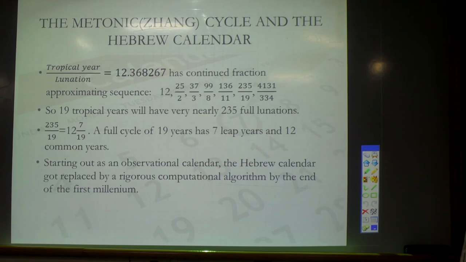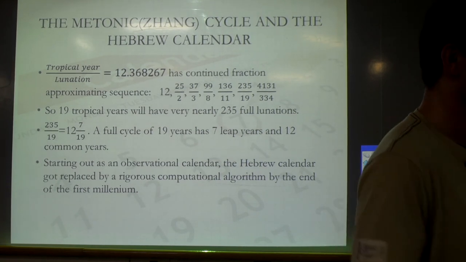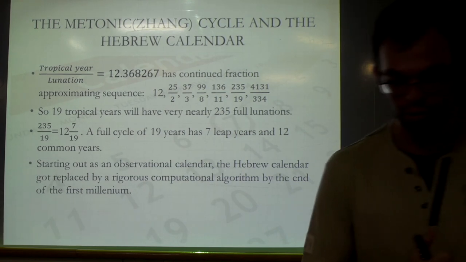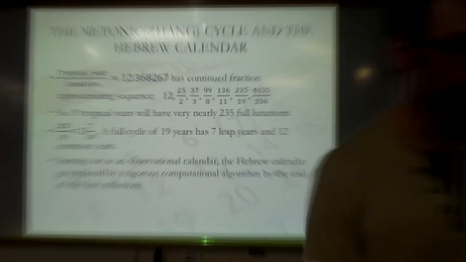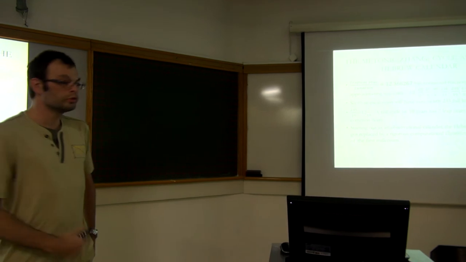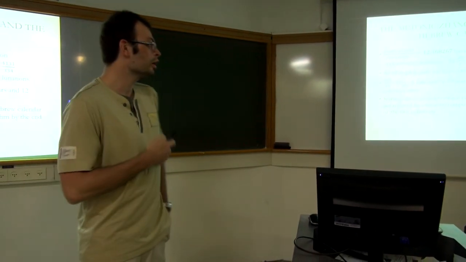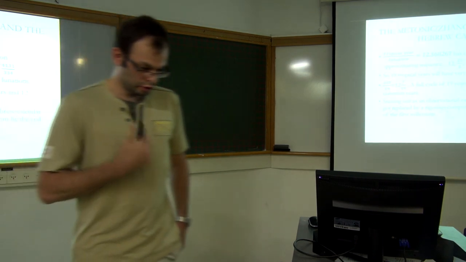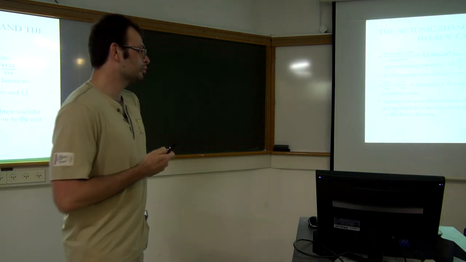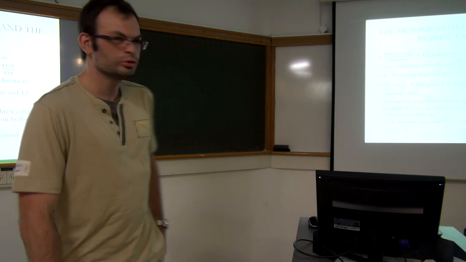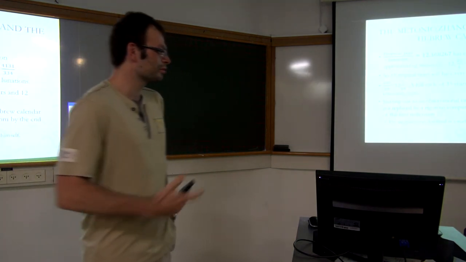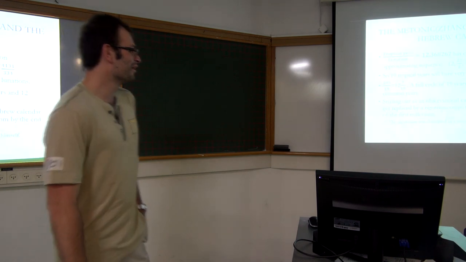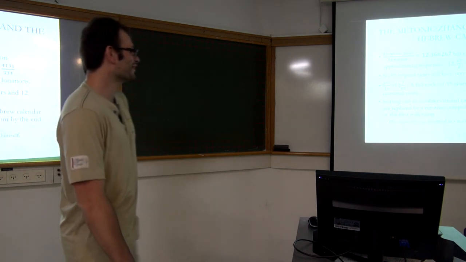So there's a lot of minor rules to account for days. Initially, it began as an observational calendar, but over the years it became computational. In fact, by the end of the first millennium, the set of rules was described by none other than Al-Khwarizmi himself. So this is an algorithm in the strictest sense of the word for computing the calendar.